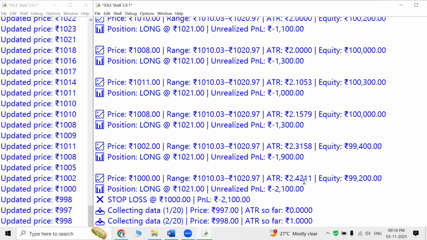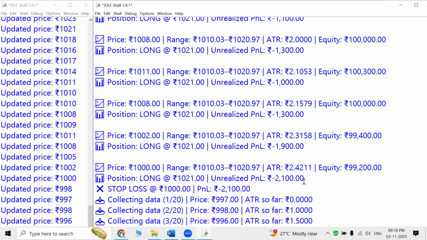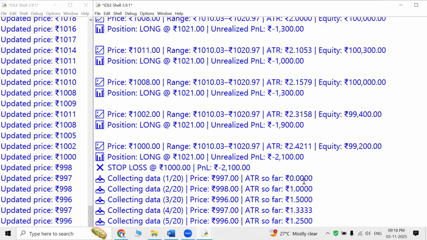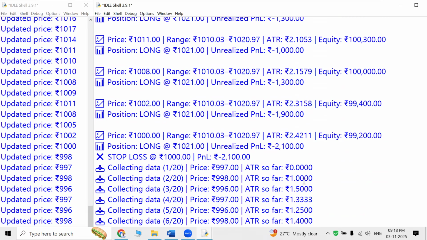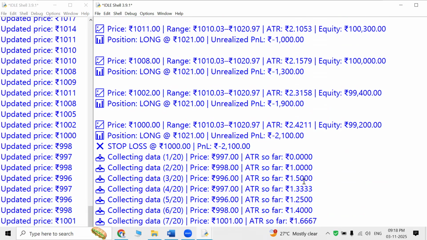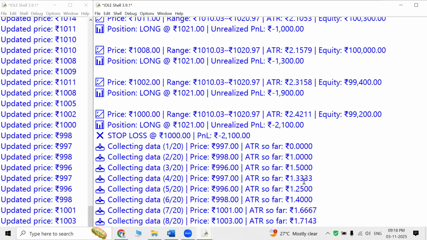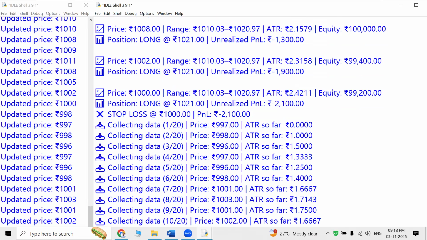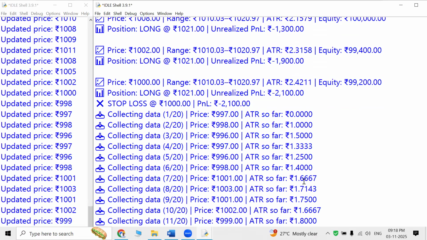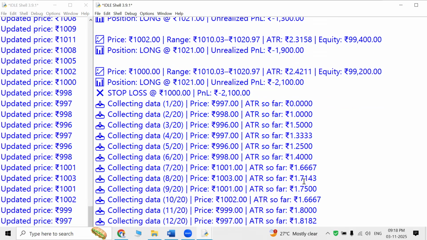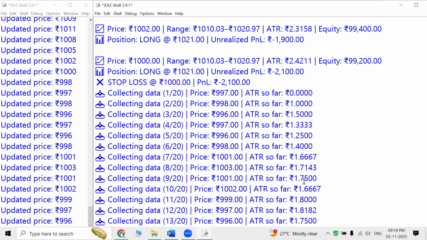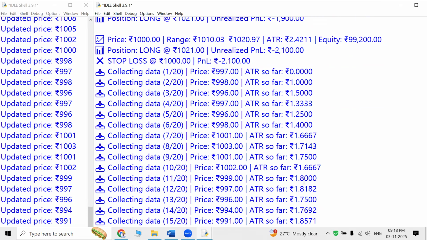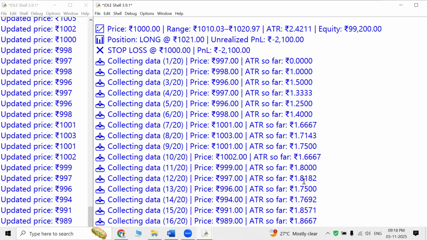The great part of the code is that everything is happening in front of you, and the best part is it has shown the profit, it has shown the trigger which happened at 2%, and again after profit or loss it starts collecting the price. And if there is a 5% loss of the total capital, the algo is going to stop automatically.